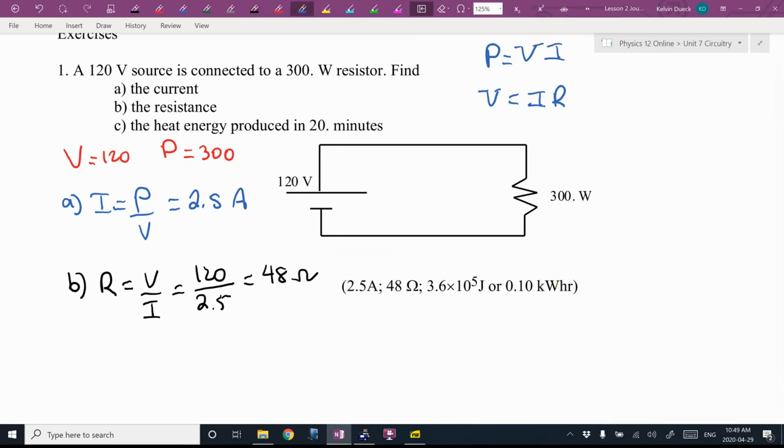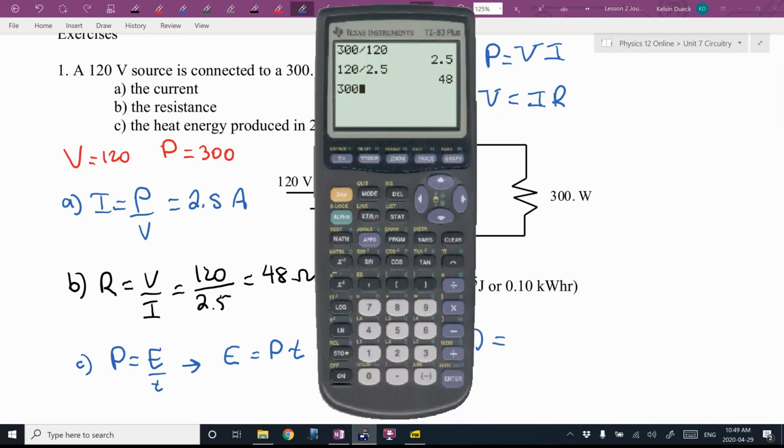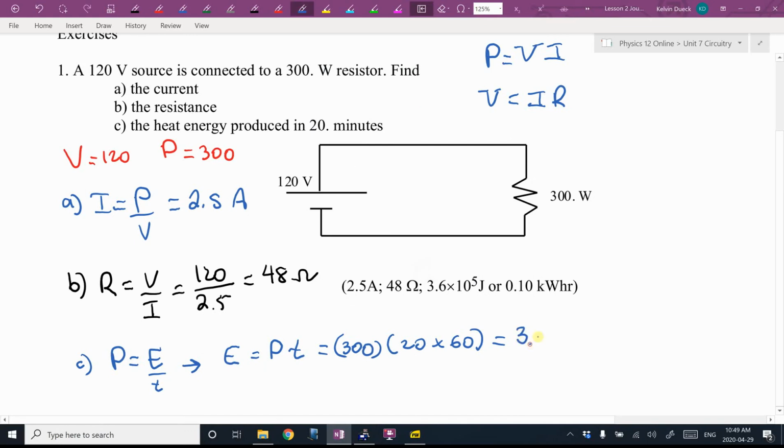C, how much energy? Well, remember, power is also work or energy over time. So energy is going to be power times time. This is how BC Hydro calculates people's hydro bills. The only issue is this gives us an answer in joules. Typically, BC Hydro charges you in kilowatt hours, but it's going to be power, 300, times time. Well, it's 20 minutes, so 20 minutes times 60 seconds. 300 times 20 times 60, and I get 360,000 joules, 3.6 times 10 to the 5th joules.